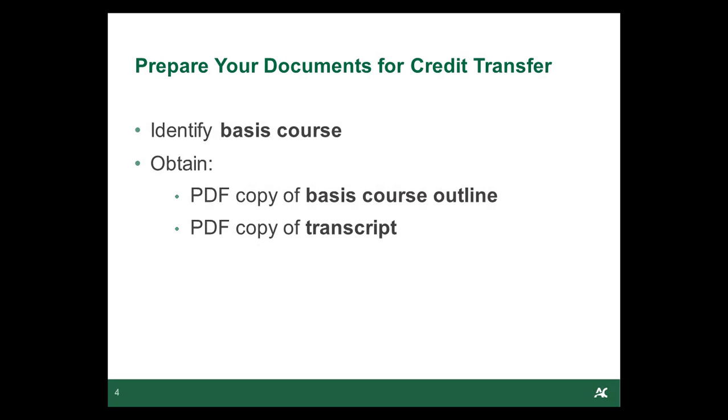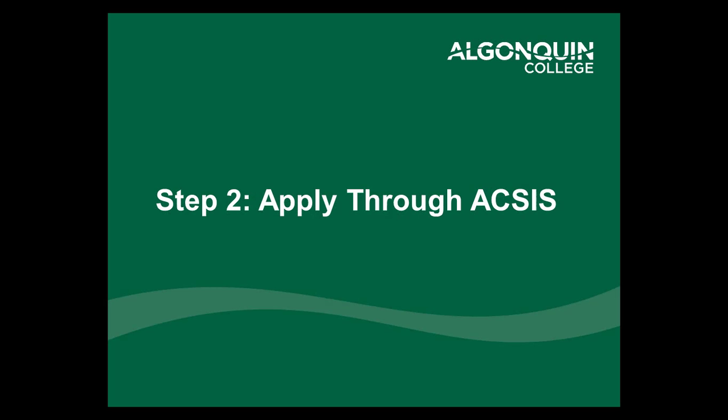The first step of applying for an external credit transfer is to identify your basis course. A basis course is the course that you took at another college or university that you feel is equivalent to an Algonquin College course. You will also need a copy of the course outline or syllabus for your basis course saved as a PDF and a PDF copy of your transcript. Once you've identified your basis course and located your course outline and transcript, you're ready to apply for your credit transfer.